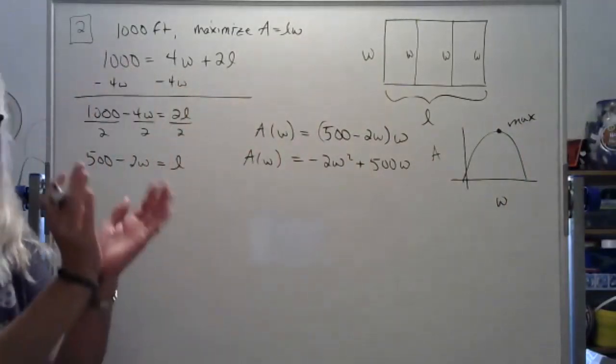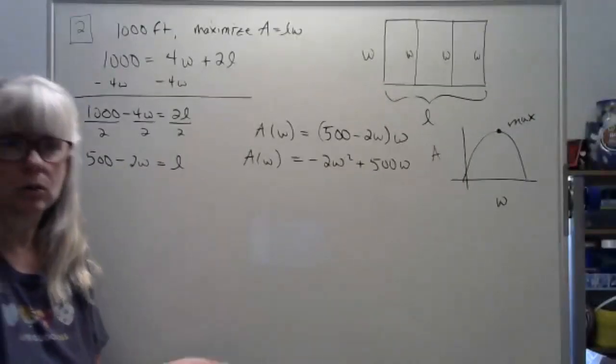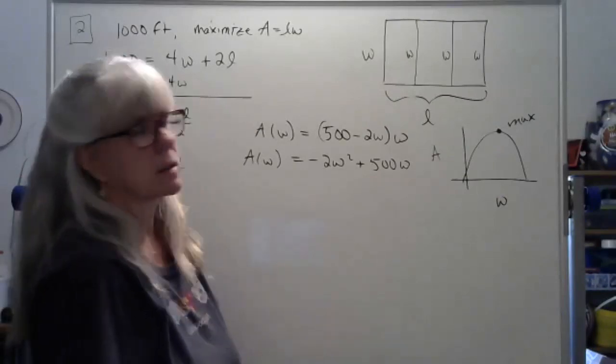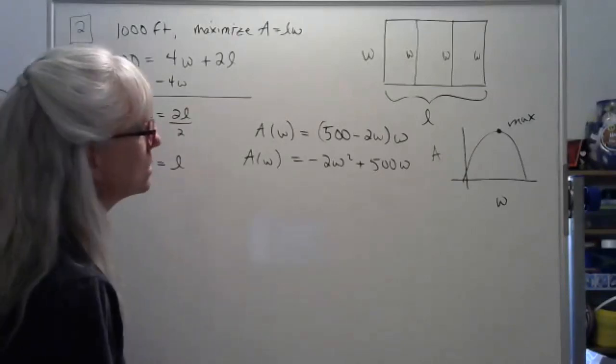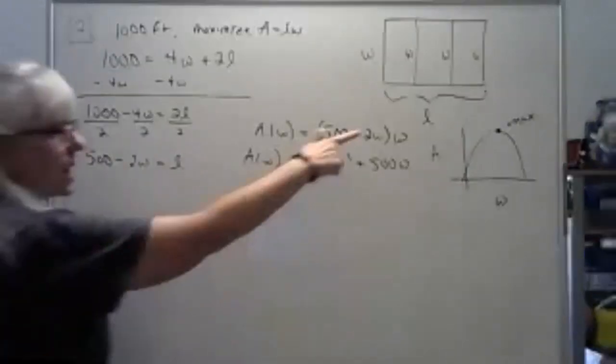It's really hard to find ones that have minimums, because in the real world, you want to maximize things, you want to make them as big as possible. The only time you really see minimums is when you're minimizing a cost function. So, okay, so we have to go find that max.